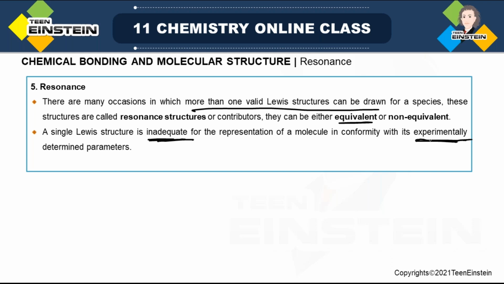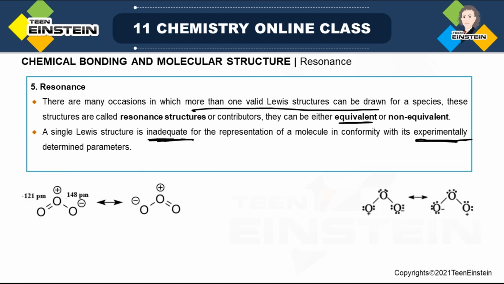We should not be considering only a particular structure, especially in these cases where the experimental result is completely different. Okay, so see this example. Ozone. We know this molecule O3, 3 oxygen atoms are present. Now here you can see these 2 structures. Suppose this is structure 1, this is structure 2.